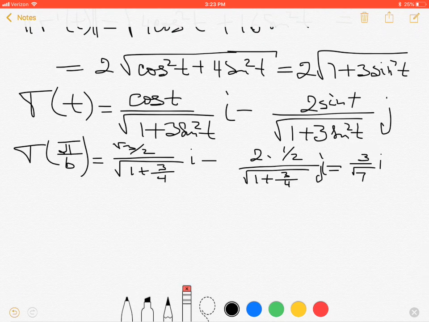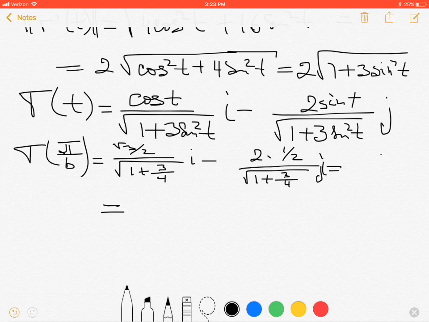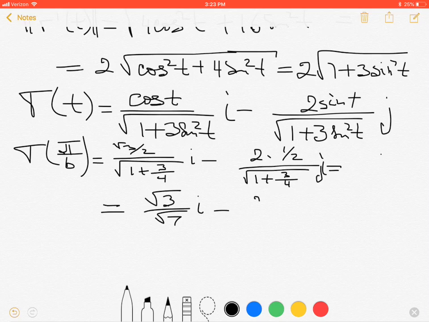Okay, maybe I write this here. It will be square root of 3 over square root of 7 i minus, here is 2 over square root of 7 j. We not only found the unit tangent vector, we're plugging in the exact point. Okay.